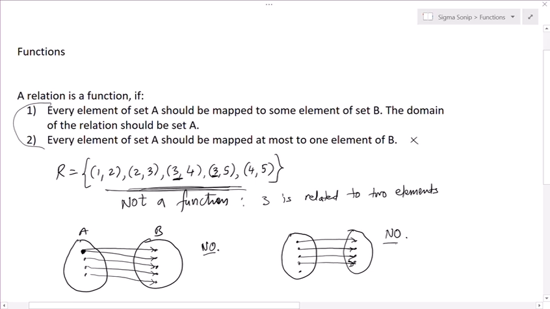Why? Because there is a spare element in set A. This element here is not mapped to any element in B. In other words, this element does not have any image. There is one element in A which does not have any image. Okay, let's look at one more example.